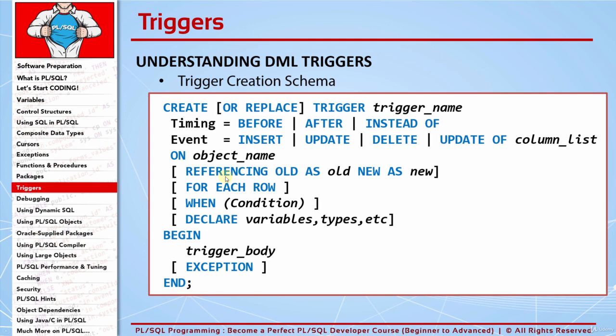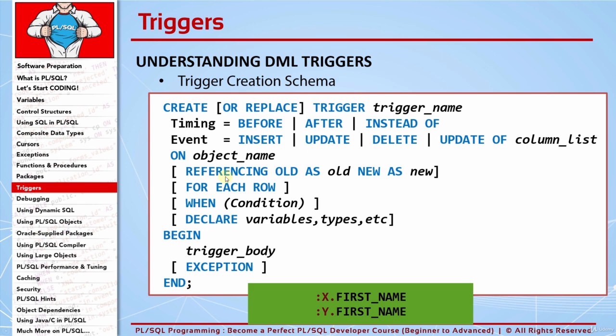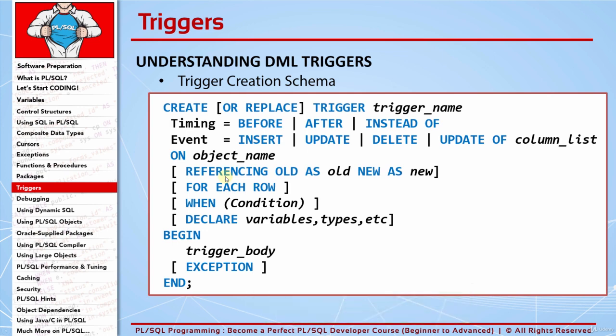But this REFERENCING OLD AS old or NEW AS new means specifying aliases for the old and new identifiers. We can specify X and Y for old and new identifiers. So you can reach the old values of a column by writing colon sign :y.column_name. You will understand better when you see the examples.